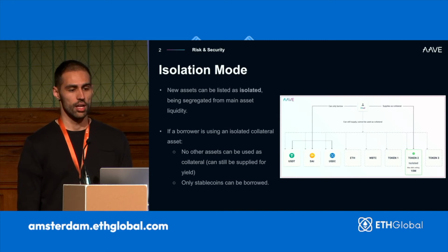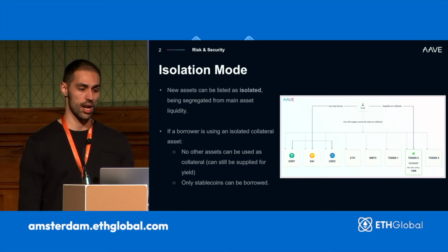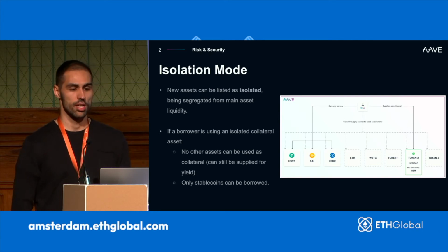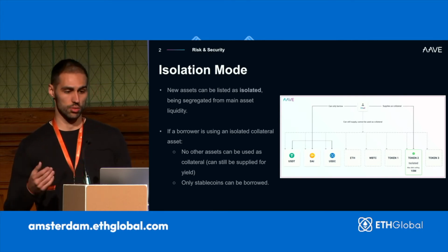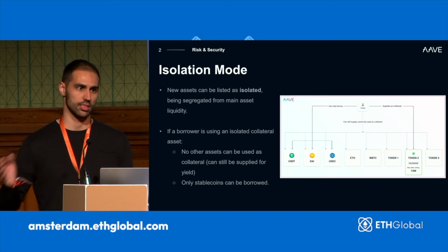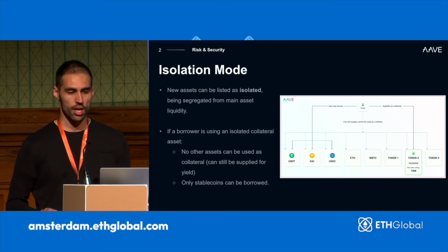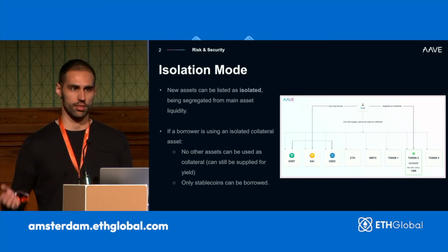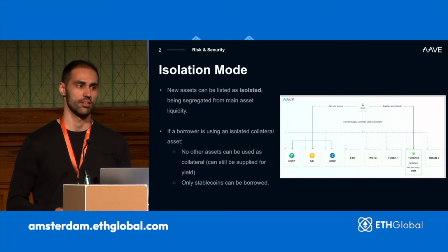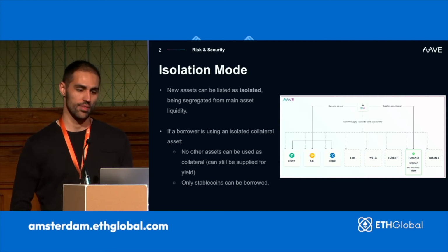So until now, when assets are listed in the protocol, users are allowed to use those assets as collateral and borrow any kind of asset in the protocol. So theoretically, we could have a user borrowing the whole capital of the market using one single asset as collateral, which is far from ideal, because that would mean that the protocol is completely exposed to that certain asset.